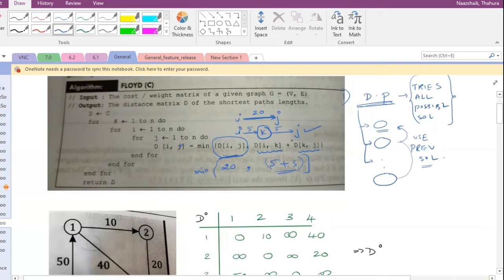That's the simple part of it. Now, how many times do you have to do it? Look at this. There are three nested for loops: for loop 1, for loop 2, for loop 3.